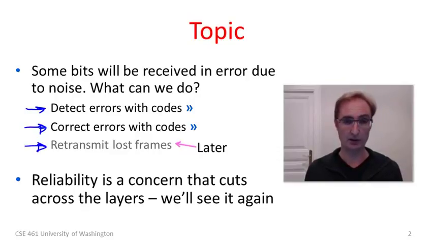These kinds of error codes are a reliability function, and we'll also see as we go through this course that reliability is a concern that cuts across all of the layers. Every layer will generally do its part to improve the reliability of the system. At the link layer, we're mostly concerned with bit errors that might occur and what to do about them. At higher layers, we might be concerned with recovery actions and so forth.